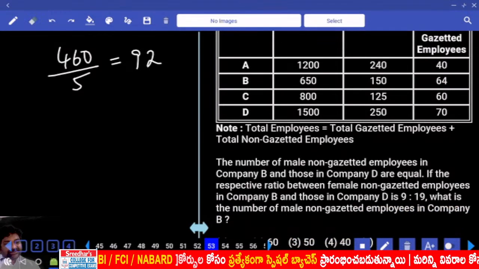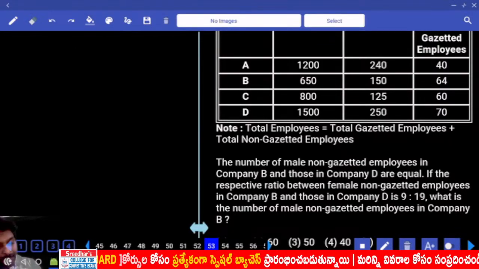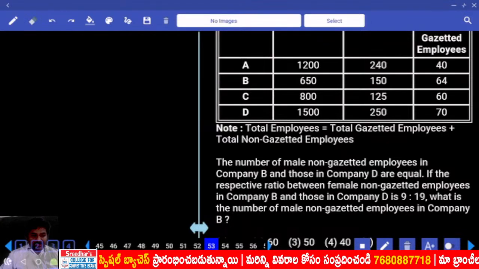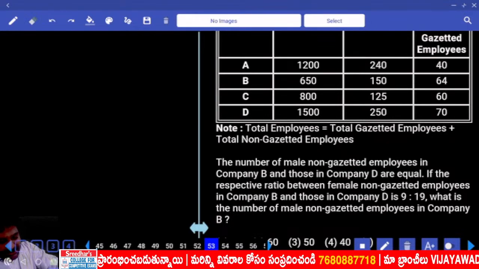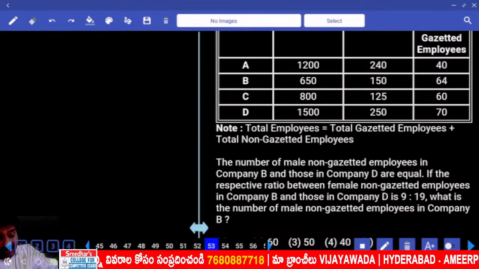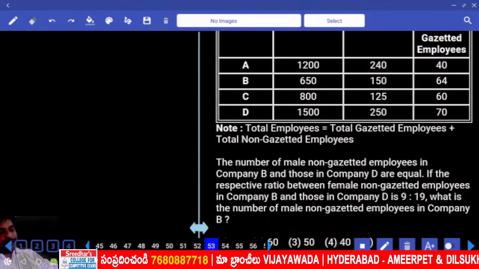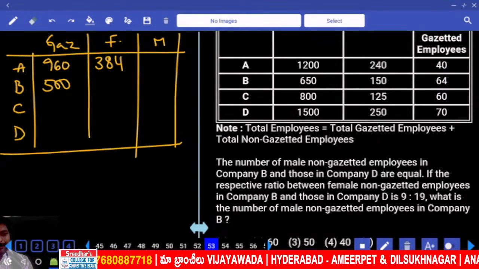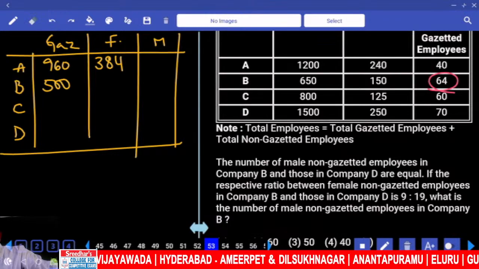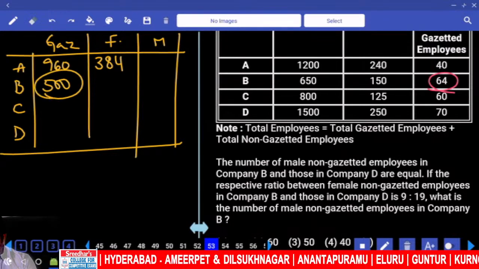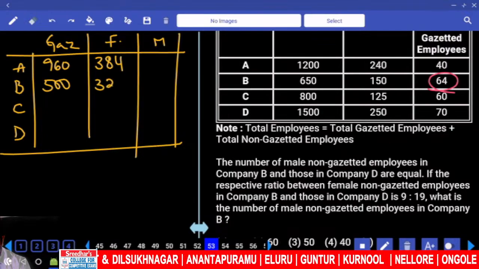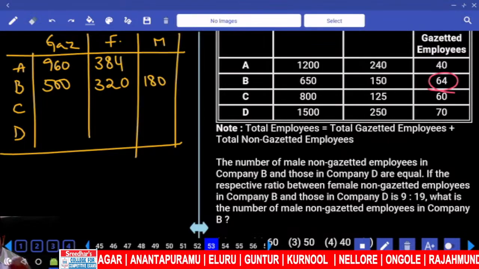Number of male non-gazetted employees in company B and those in company D are equal. If the respective ratio between female non-gazetted employees in company B and those in company D is 9:12, what is the number of male non-gazetted employees in company B? Okay. Now, company B, 64% female are gazetted. 64% calculated on 500. 64 5 times, 320. Then 180 are here.